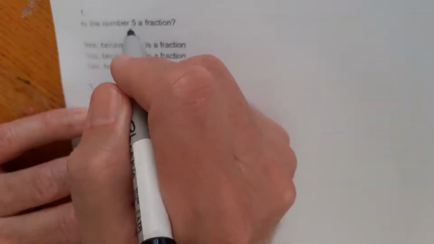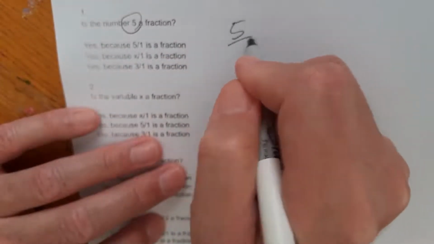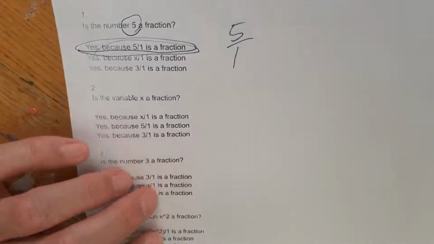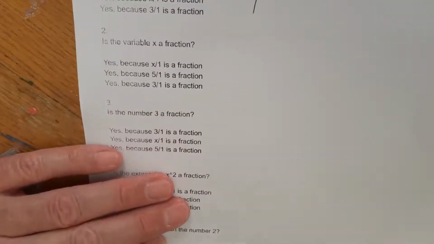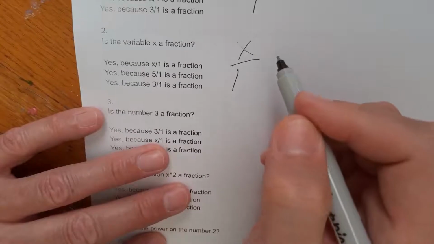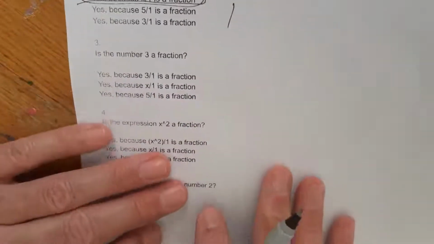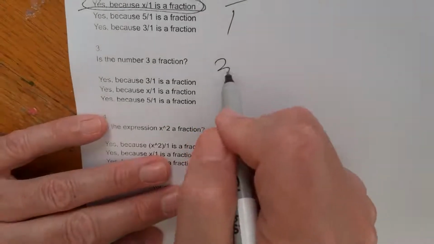Is the number 5 a fraction? Well, since it's 5 over 1, I say yes. All right, that's all we're going for here. And it's just an understanding that if you have an x, is x a fraction? Yes, it's x over 1. Isn't every number over 1? It is, so every number is a fraction. Is the number 3 a fraction? Yes, 3 over 1.